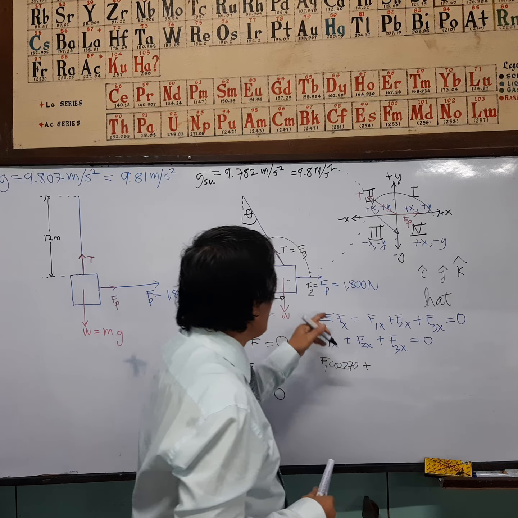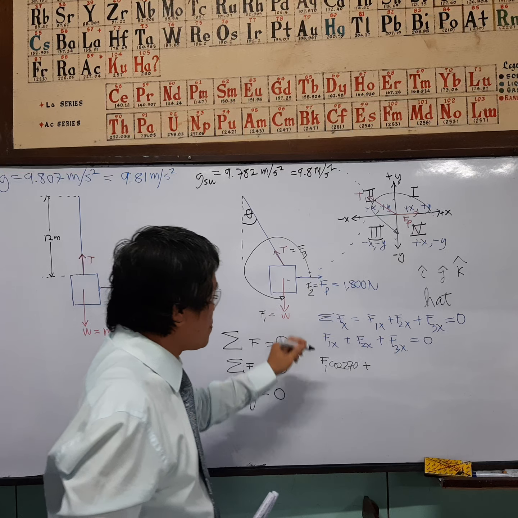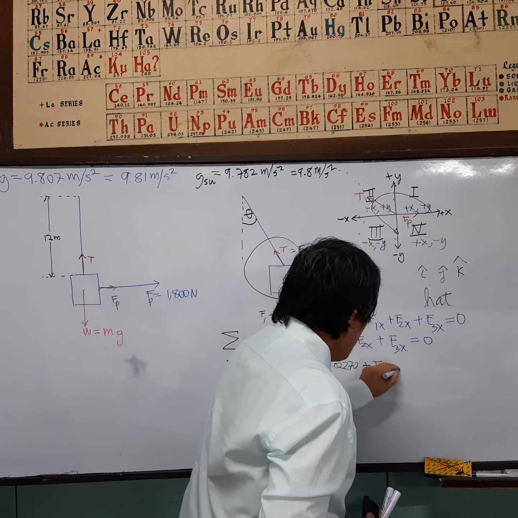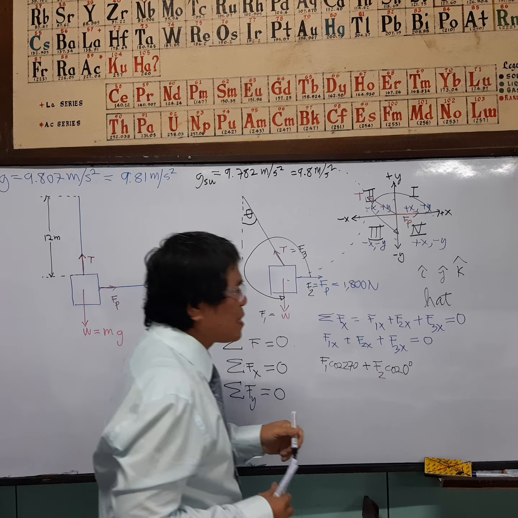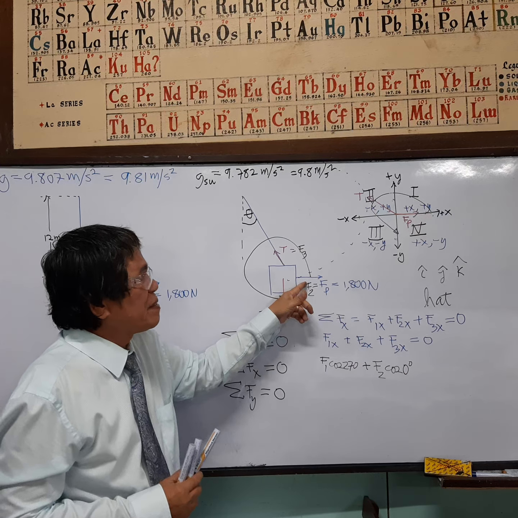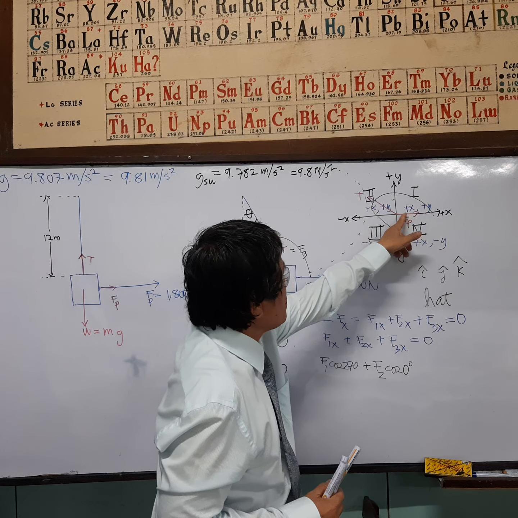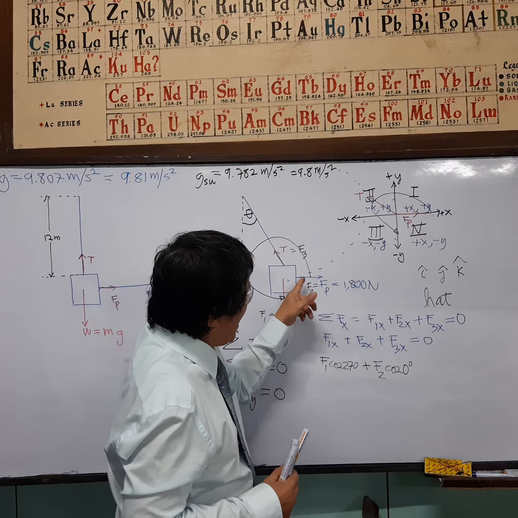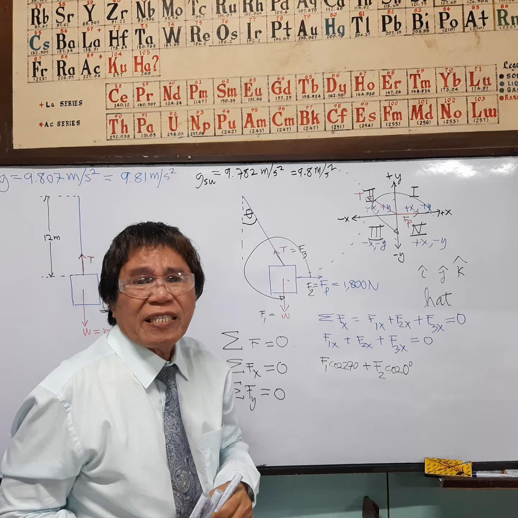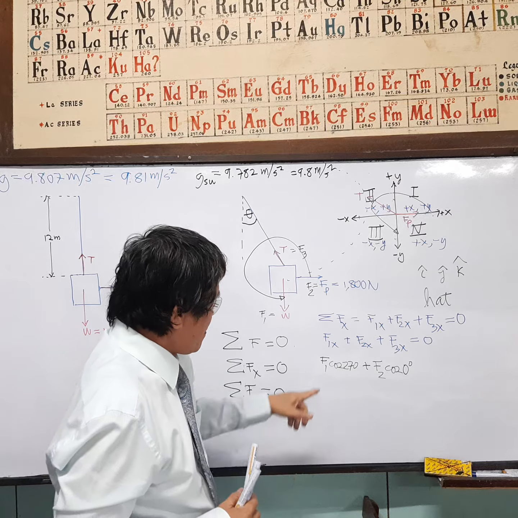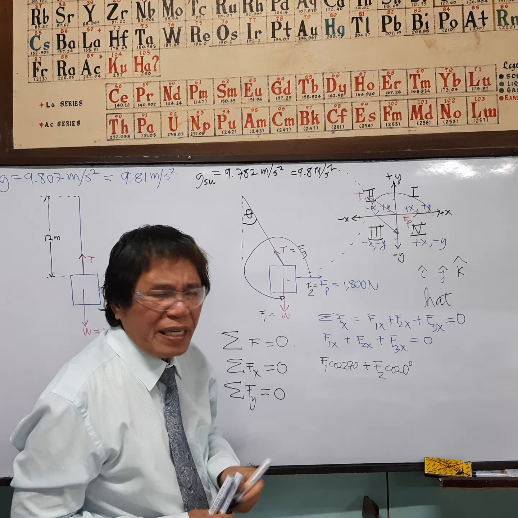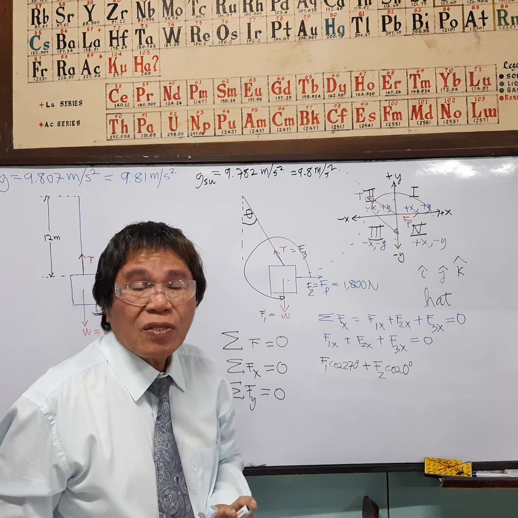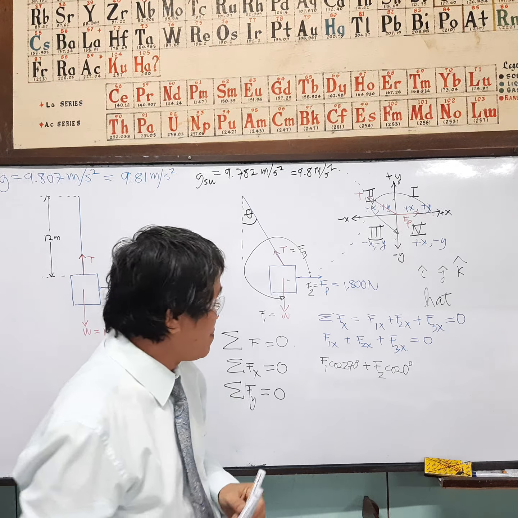Plus F sub 2. F sub 2 components, cosine 0, because F sub 2, the pulling force, has an angle of 0 degrees with respect to the positive x-axis. Remember that 270 degrees is measured based on the positive x-axis.